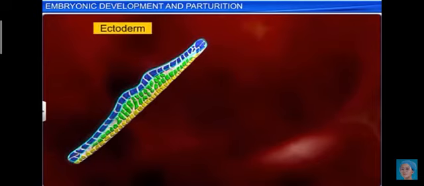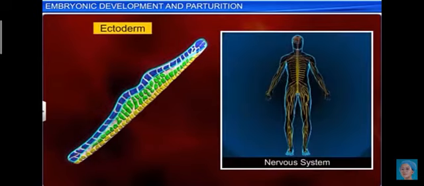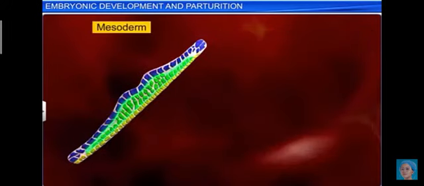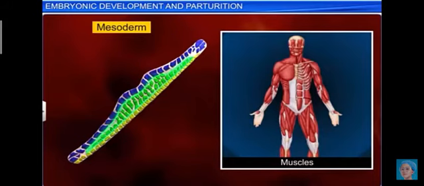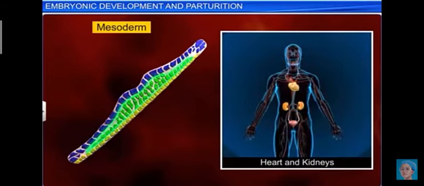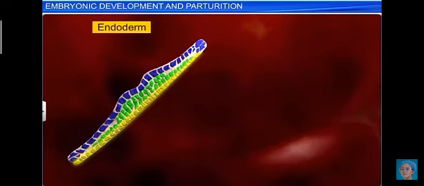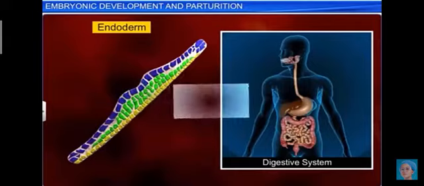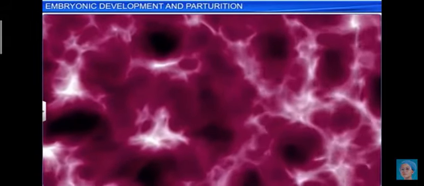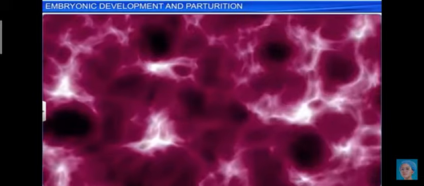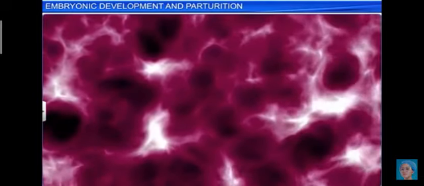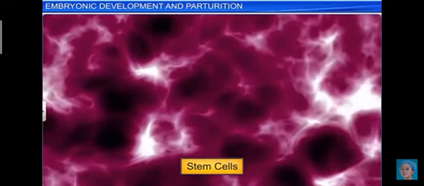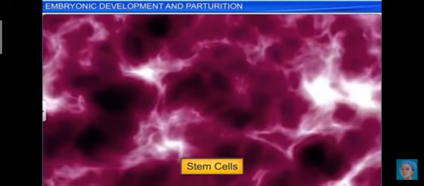The ectoderm, for instance, gives rise to the nervous system and the skin, whereas the mesoderm develops into muscles and organs such as the heart and kidneys, while the endoderm gives rise to the entire digestive system. Did you know that apart from the 3 germ layers, the embryonic disc also contains certain cells called stem cells, which have the ability to give rise to all the tissues and organs present in the human body?